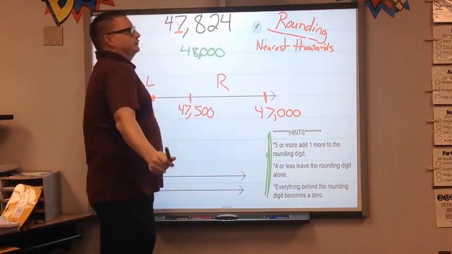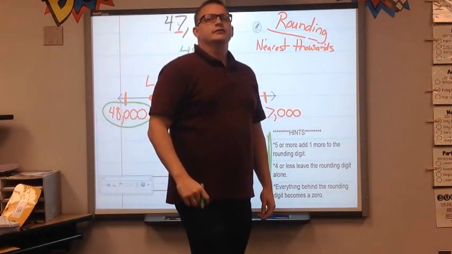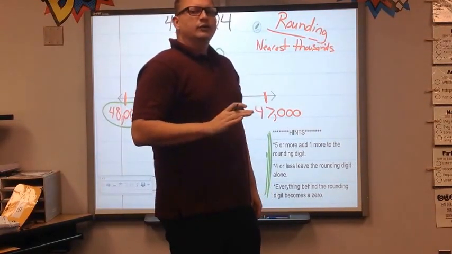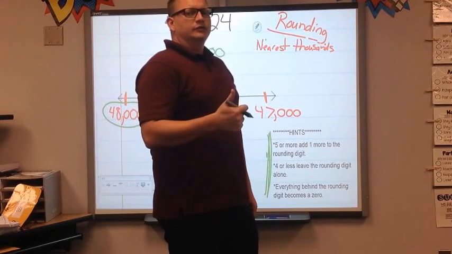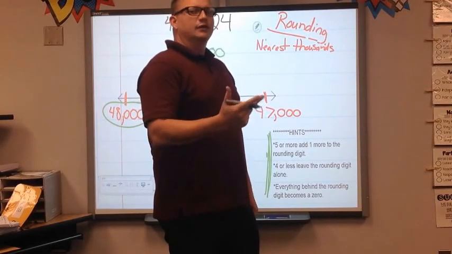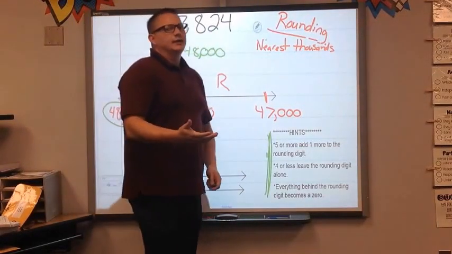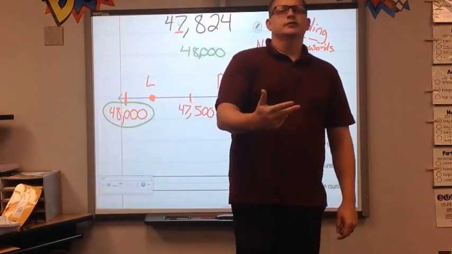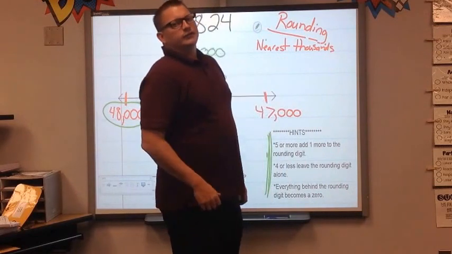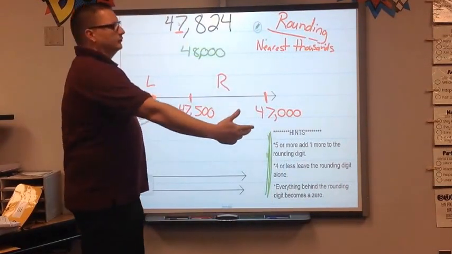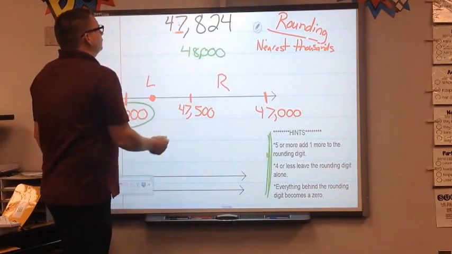Okay? Remember what I said about anytime you round a number to the nearest 1,000, you are always going to have what in your hundreds, tens, and ones? You are always going to have a 0. Anytime I count by 1,000, 1,000, 2,000, 3,000, 4,000, you always have a 0 in your hundreds, tens, and ones. Okay? So that's our answer.